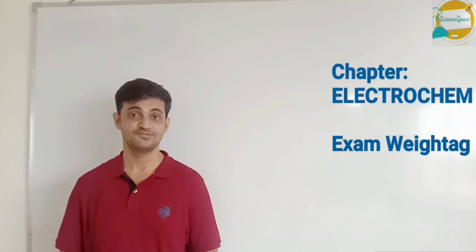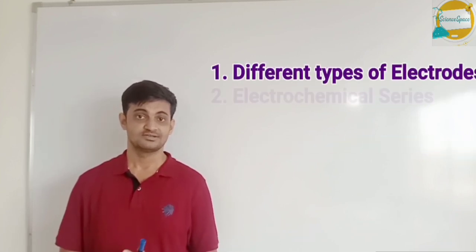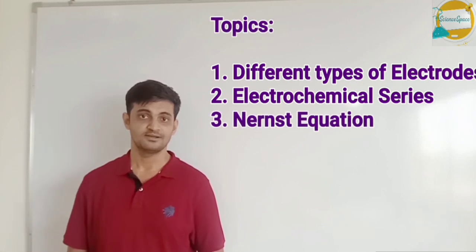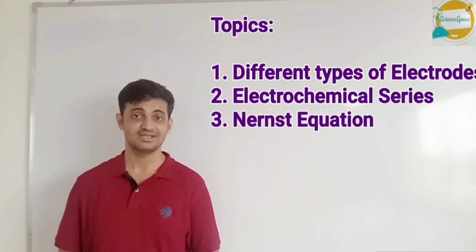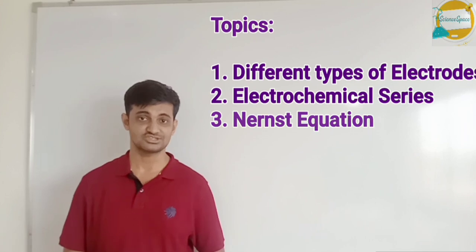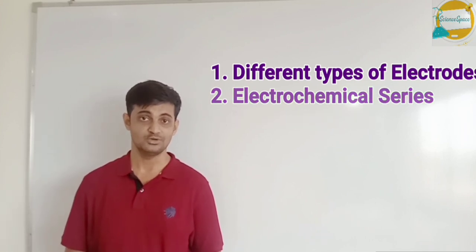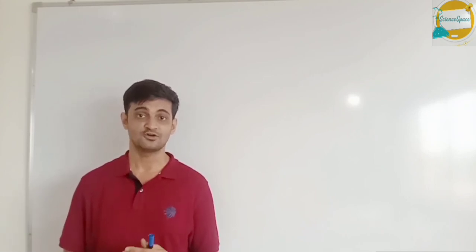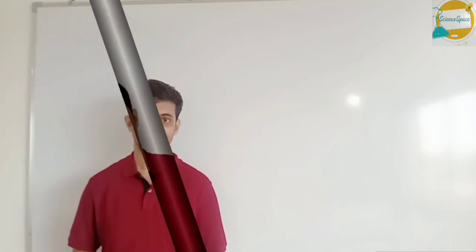In this video we will cover the different types of electrodes that are used in an electrochemical cell, the electrochemical series, and then we will study the Nernst equation. Nernst equation will be a very important topic as it will be helpful for solving the numericals of this chapter.